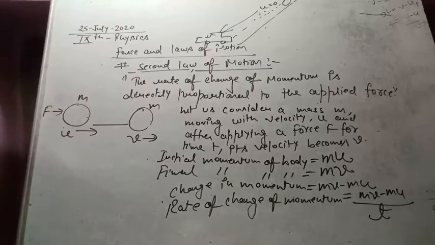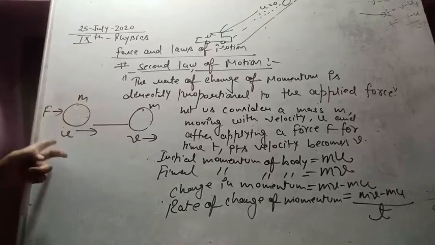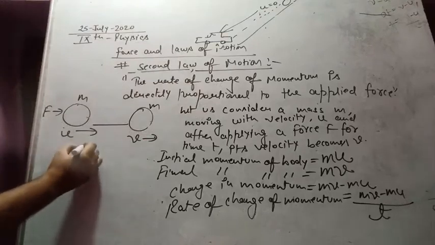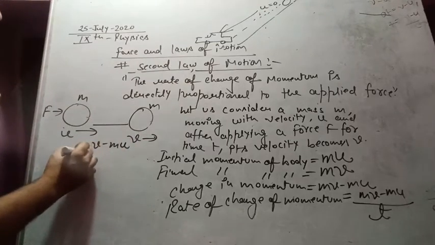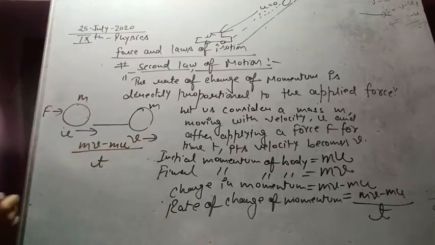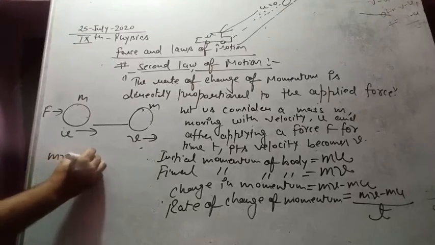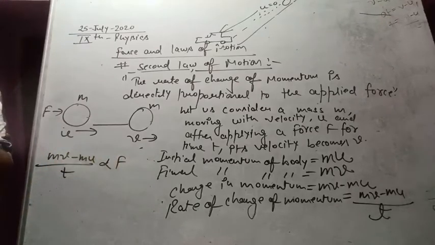So in fact the change in momentum is directly dependent on the applied force. This is what the second law of motion is. mv minus mu upon t, this we have already calculated. Rate of change of momentum. What is the rate of change of momentum? mv minus mu upon t. This is directly proportional to the force applied.